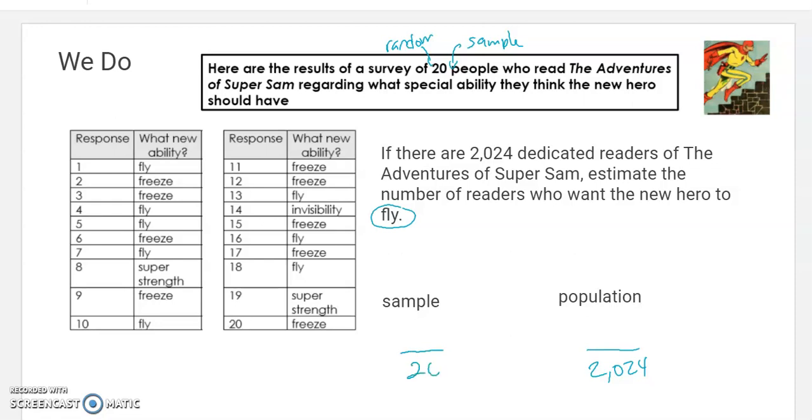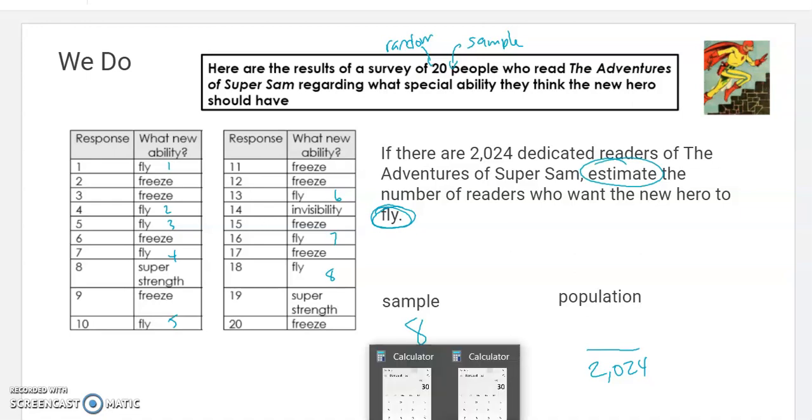So in my sample of 20, we want to see 2,024. So let's see how many want the new hero to fly in what we have so far. I see 1, 2, 3, 4, 5, 6, 7, 8. So it looks like 8 out of 20 people in the sample would like the new hero to fly. So how many would we predict or expect or estimate out of the full 2,024?